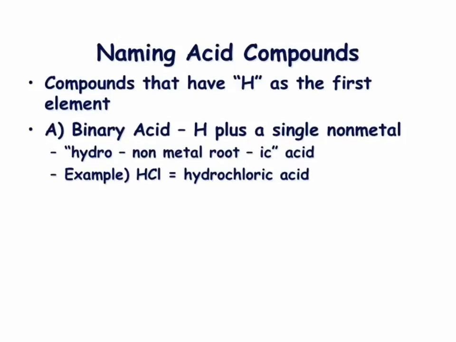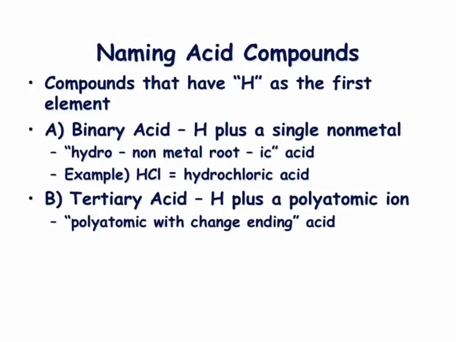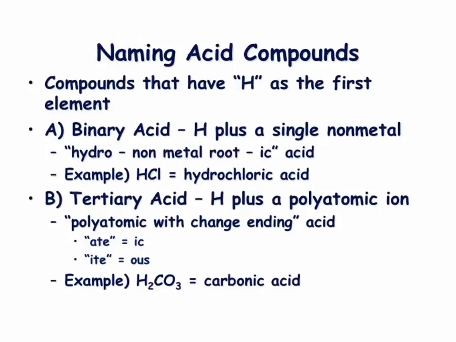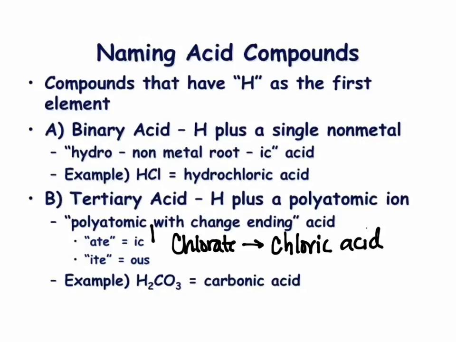Now, if it is a ternary or an oxy acid, which means it has oxygen in it, you're going to have to look at the polyatomic ion. If the polyatomic ion ends in ate, for example chlorate, it becomes chloric acid. We dropped the hydro. We would have had hydrogen chlorate, but it becomes chloric acid.